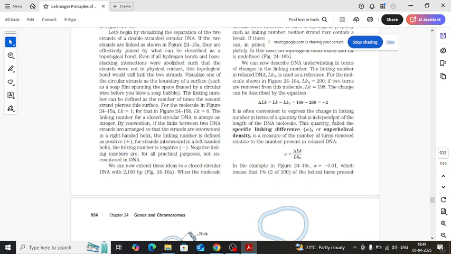It measures the number of turns removed relative to the number of turns present in the relaxed DNA. Delta Lk is the number of turns removed due to underwinding, that is, the final linking number minus the initial linking number, divided by Lk naught, which is the linking number of the relaxed DNA. That is called the superhelical density.